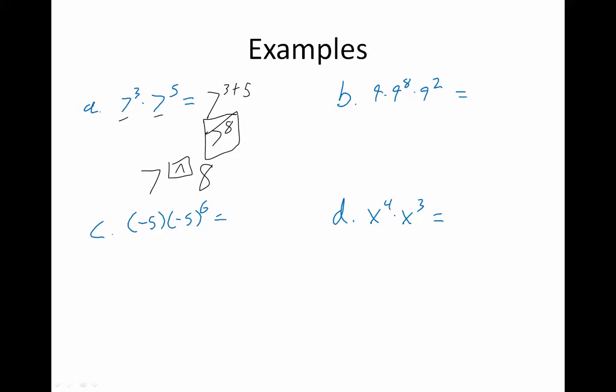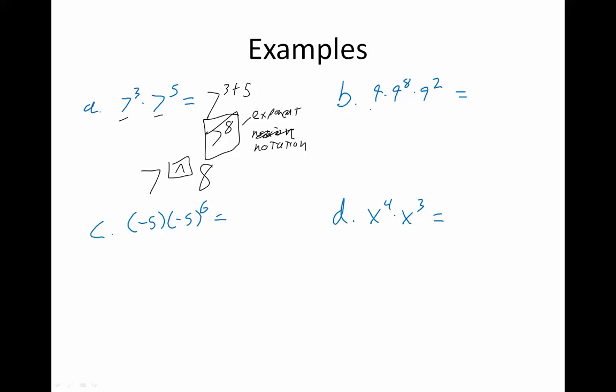For the purposes of this assignment and some future assignments, this is an okay answer. This is called exponent notation. It is okay to have it in exponent notation. Oops, let's spell notation correctly. Notation. There we go. And so that's okay. 7 to the 8th power, because I added the 3 plus 5.